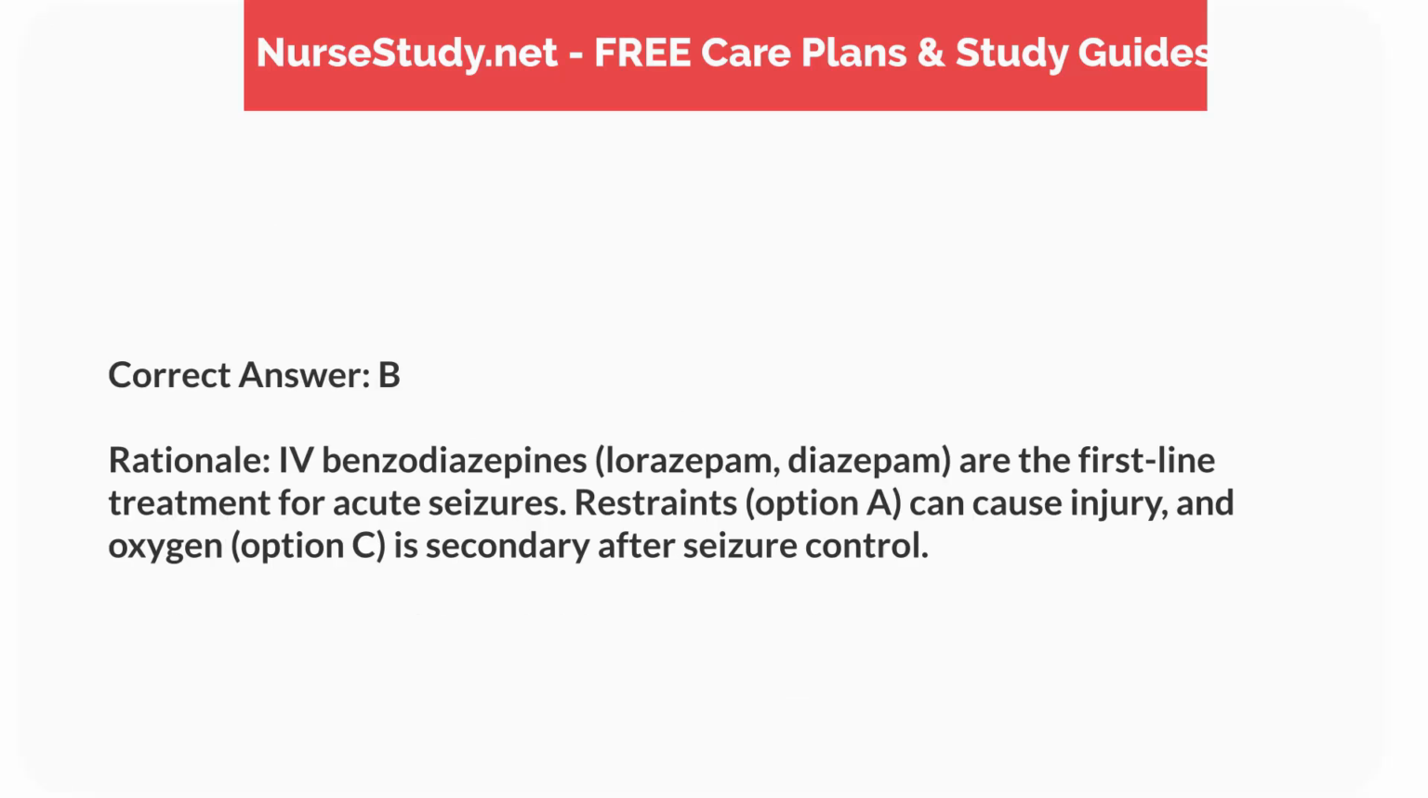Correct answer, B. Rationale: IV benzodiazepines, lorazepam, diazepam, are the first-line treatment for acute seizures. Restraints, option A, can cause injury, and oxygen, option C, is secondary after seizure control.